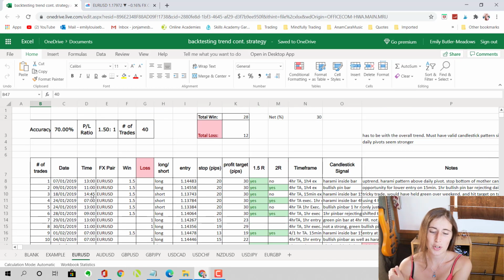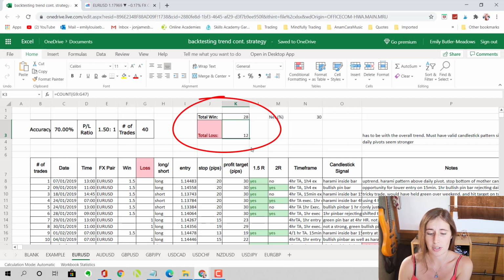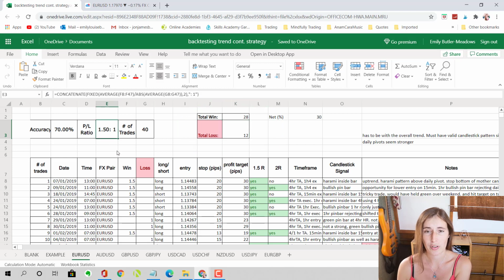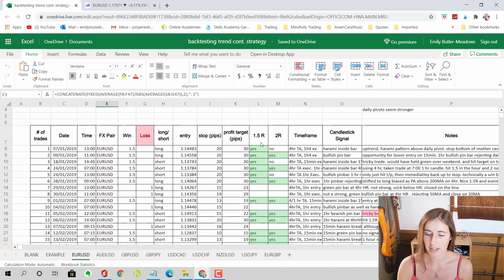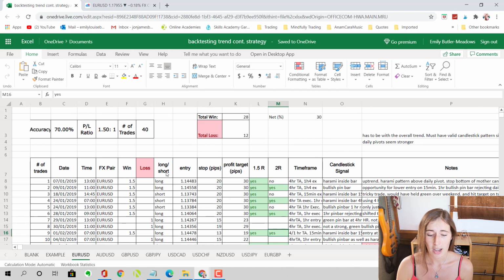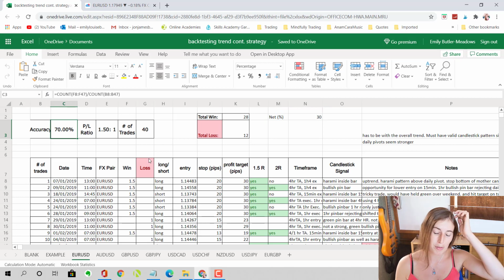So as you can see, over the duration of 40 trades, I've taken a total of 28 winning trades and 12 losing trades. I've kept a consistent 1.5 to 1 profit loss ratio, although I've been making a note as I've been going as to whether the trade would have reached my 2% target or not. So I can do some calculations to see whether it would be worth selling half at 1% and then holding the rest, or playing around with different profit targets in that way. But as a result, over 40 trades, I have made a net of 30% on the account based on this backtesting strategy, and it ends up having a 70% accuracy rate. So I'm really quite happy with the results of this.